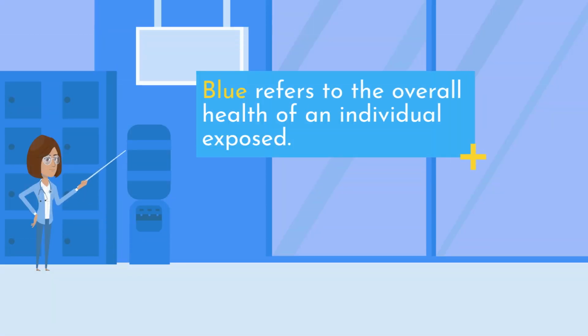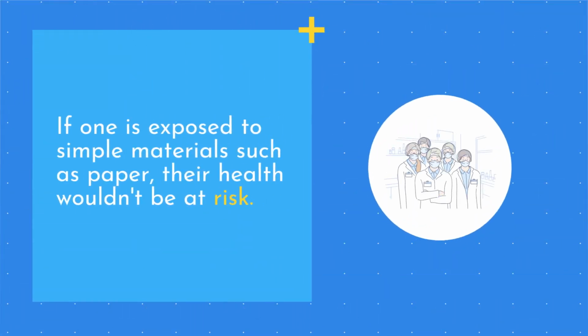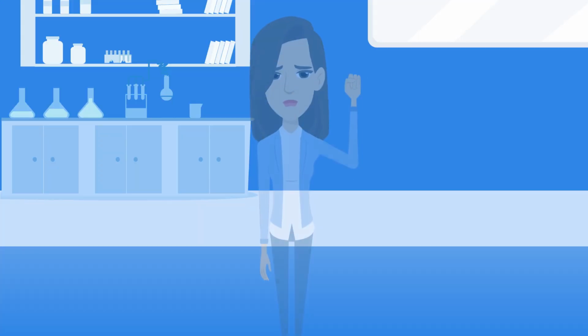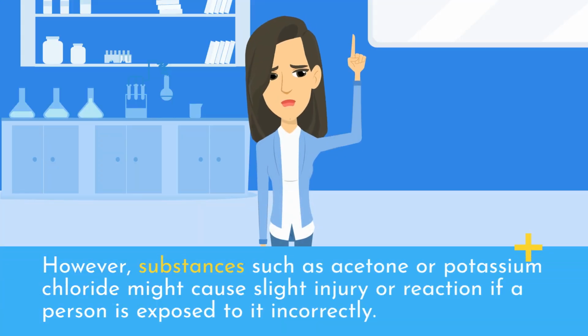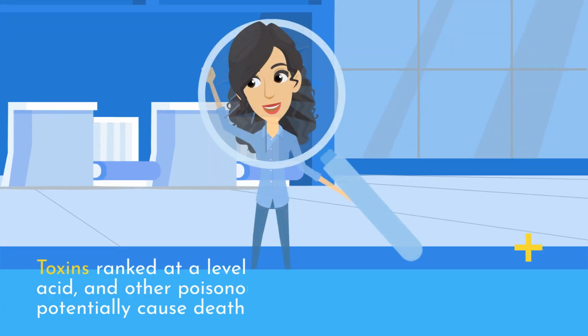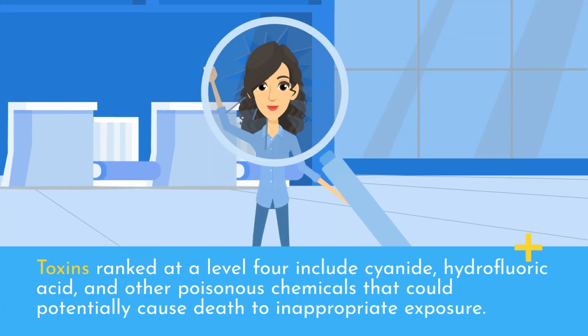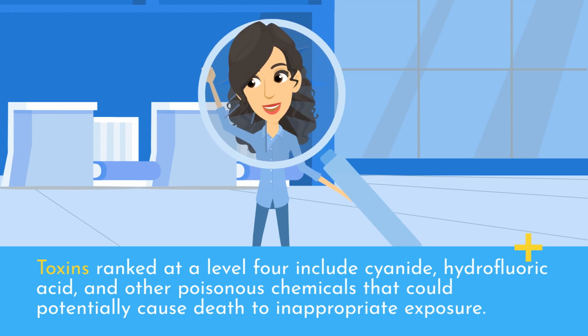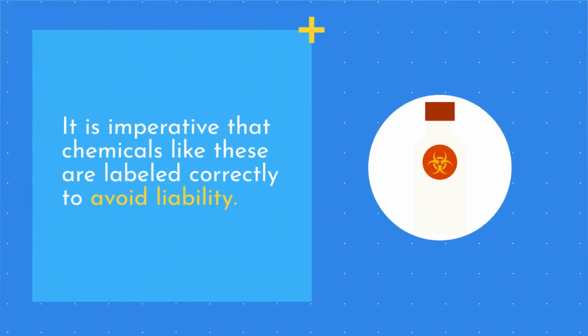Blue refers to the overall health of an individual exposed. If one is exposed to simple materials such as paper, their health wouldn't be at risk. However, substances such as acetone or potassium chloride might cause slight injury or reaction if a person is exposed to it incorrectly. Toxins ranked at a level 4 include cyanide, hydrofluoric acid, and other poisonous chemicals that could potentially cause death to inappropriate exposure. It is imperative that chemicals like these are labeled correctly to avoid liability.